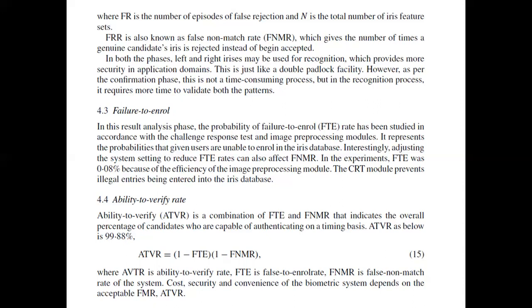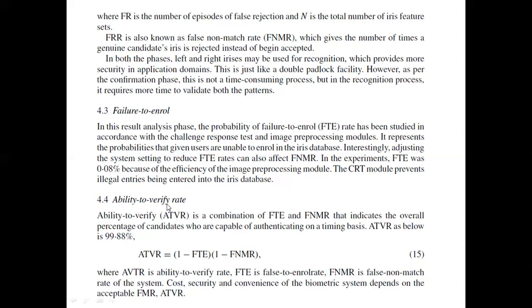Ability to verify rate. The ability to verify is equivalent to 1 minus failure to enroll, multiplied by 1 minus false non-match rate, that is FRR. So in the system, it is 99.88%. Okay, this is the ability to verify rate. For the ability to verify rate, we need two things: failure to enroll and false non-match rate. If these two things are given, we can calculate the rate.